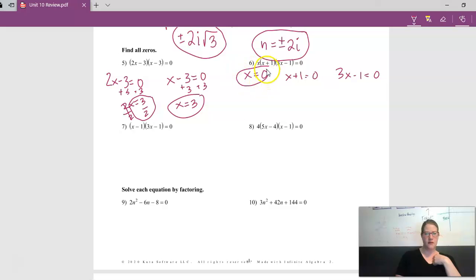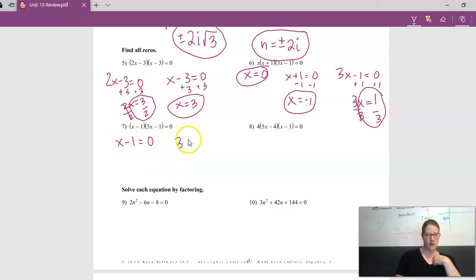That one is already solved, right? There's nothing with x. This one I would subtract 1. This one I would add 1 first, and then divide by 3. So x equals 1/3, 1, -1, and 0. So take each factor, set it equal to 0, and solve for x.